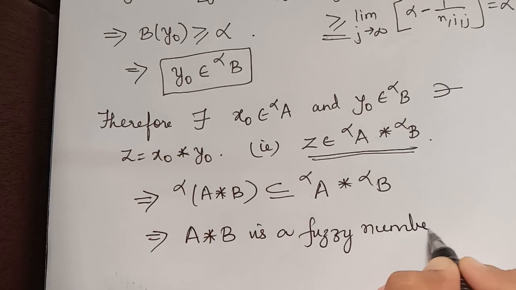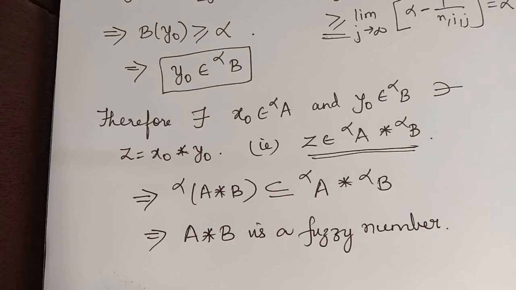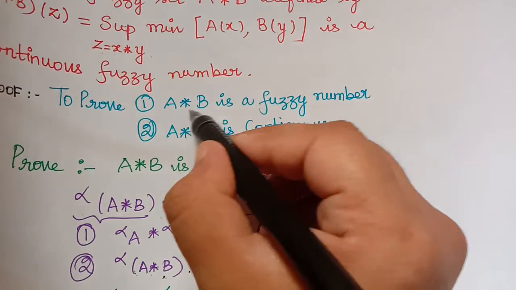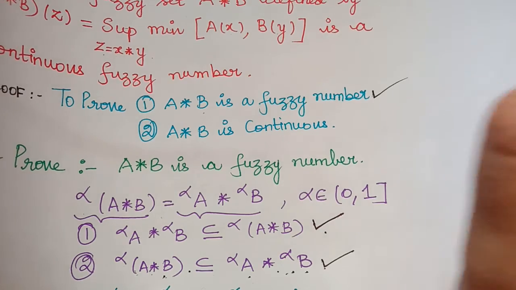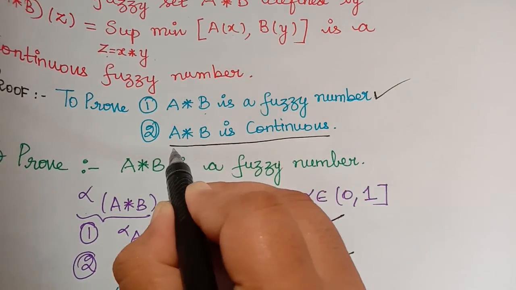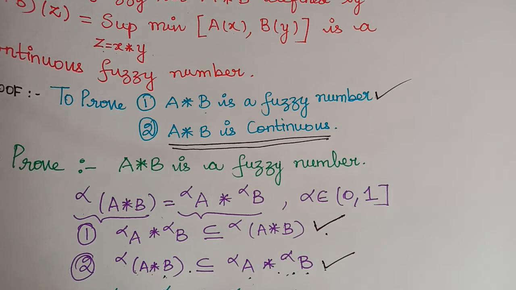So are we done with the total proof of the theorem? No, not yet, because we have proved only that a star b is a fuzzy number. We are yet to prove that a star b is continuous, the proof of which will be continued in our next video. Hope you have understood this theorem. It's a very significant theorem from the examination point of view.